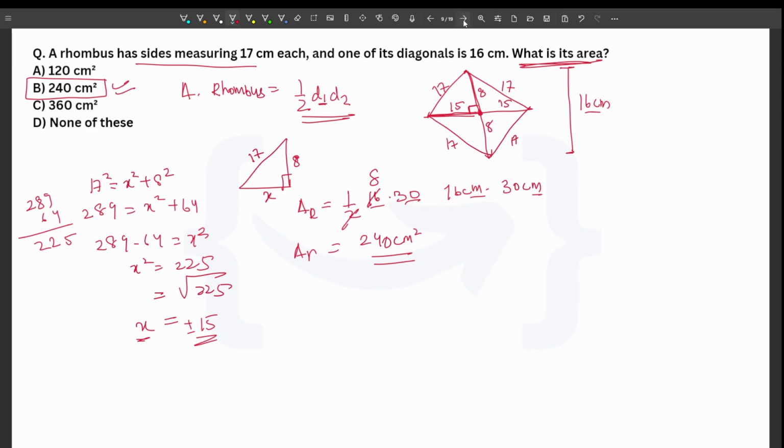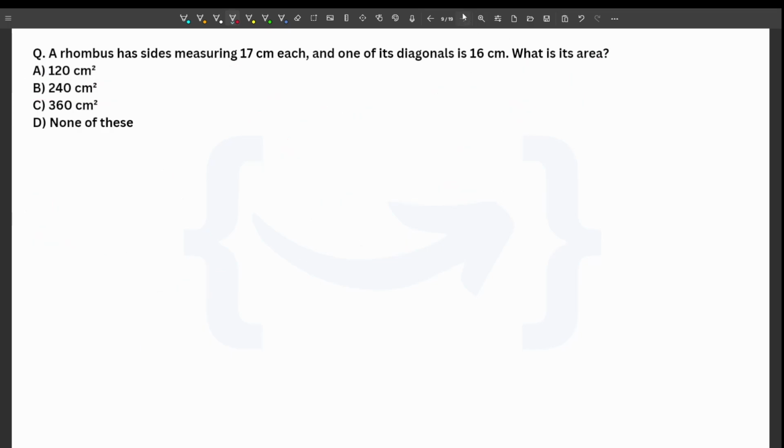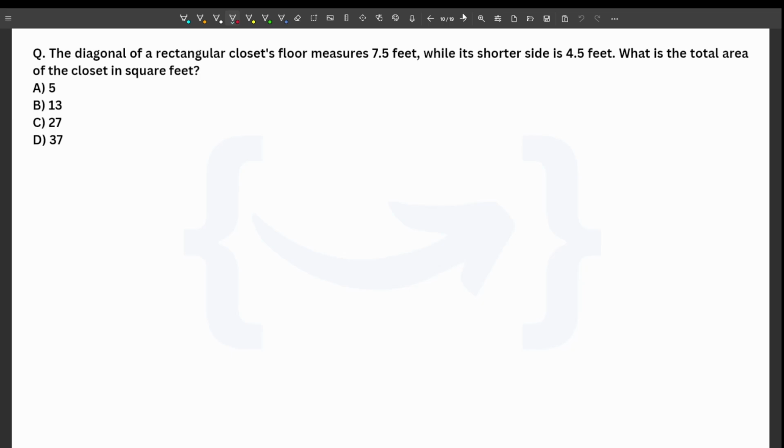I hope you are able to do this. The tricky part was that you should remember the formula. Please make a note of these trending formulas. Okay. So now, without wasting further time, let's hop to the second question.